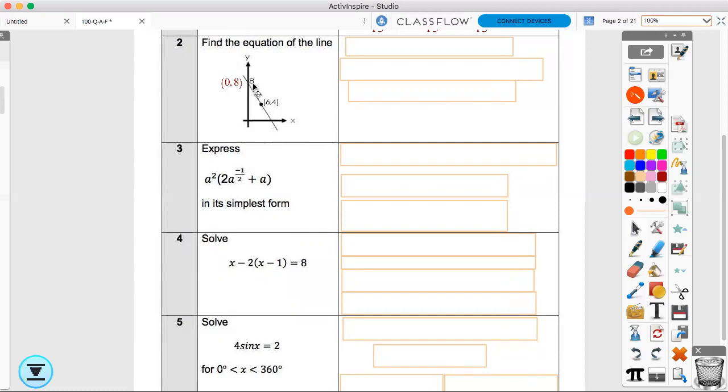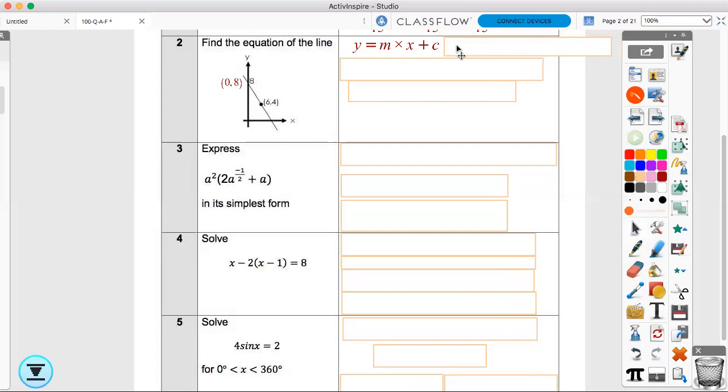So that 8, you've noticed I've rewritten it as (0, 8), just to remind me it's x equals 0, y equals 8. The same here, I've got x equals 6, y equals 4. So first thing first, I'm going to try and give a y equals mx plus c equation. So that's the equation of the line. Okay, a standard equation. How do I find m?